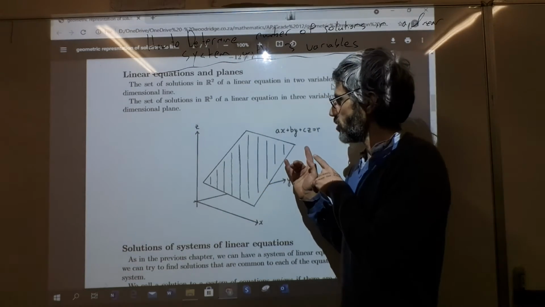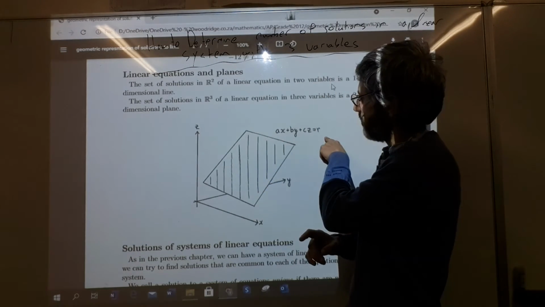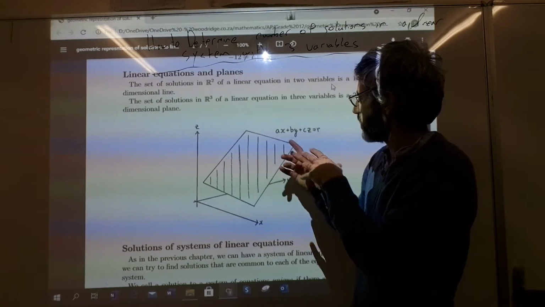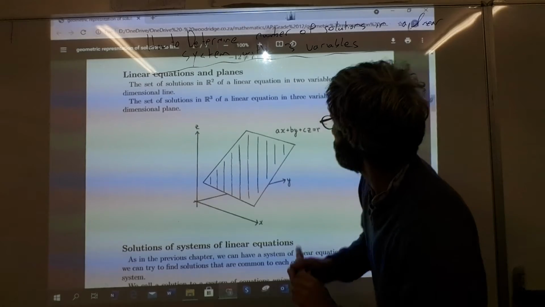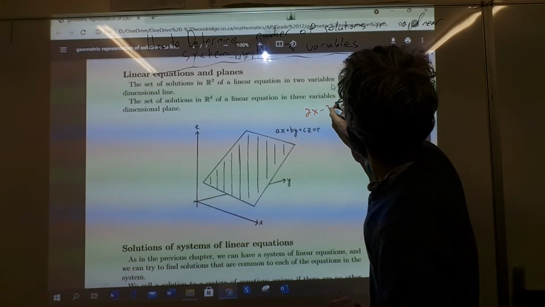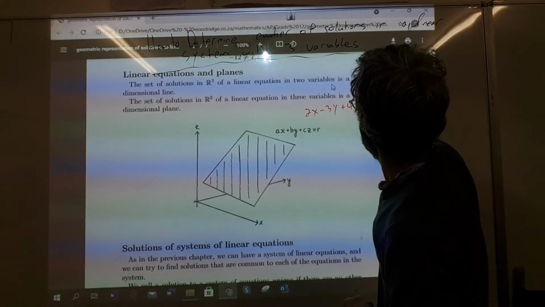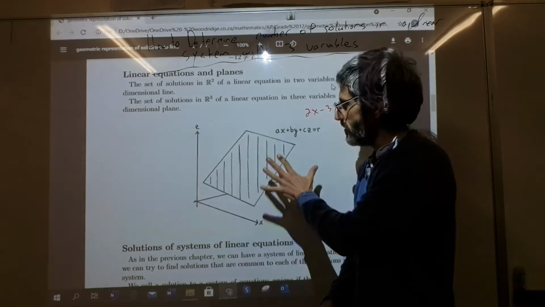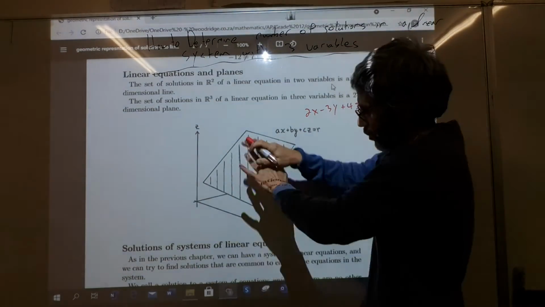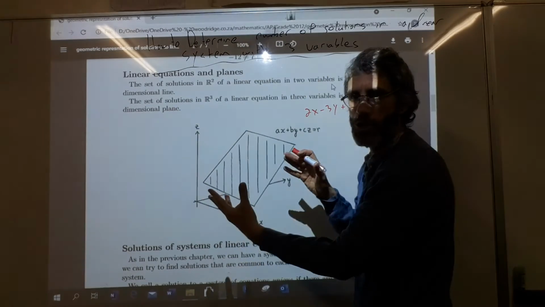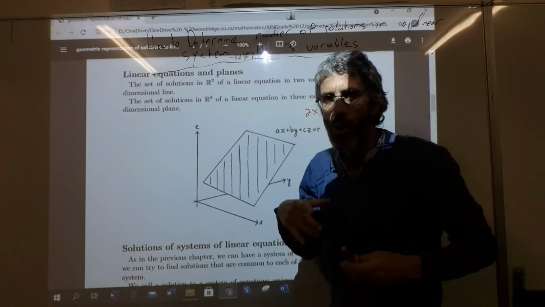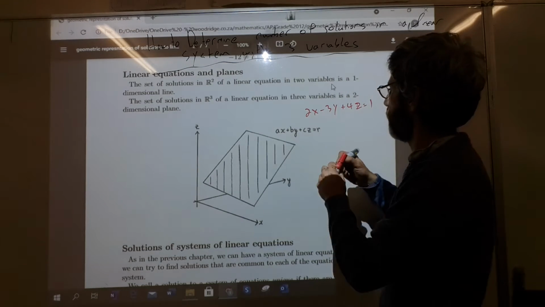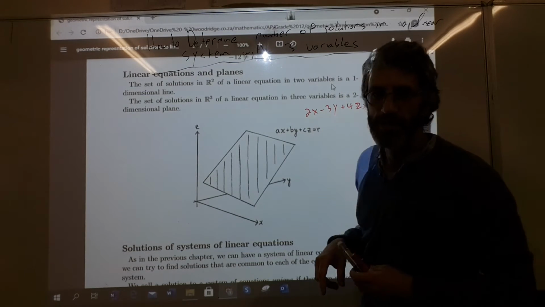So I mentioned it to you before, the equation with 3 variables, ax plus by plus cz equals r. It could be 2x minus 3y plus 4z equals 1. Really, it's a plane, a 2-dimensional shape in a 3-dimensional space. But now what happens when we have a system? We can have a linear system of 3 equations like that.